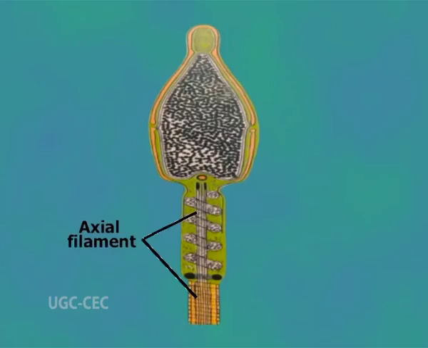Axial filament. The axial filament of the sperm has the same structure as the axial filament of the flagella and cilia present in other animals and plant cells. It has a pair of longitudinal fibers in the center and a ring of 9 pairs of longitudinal fibers surrounding it.